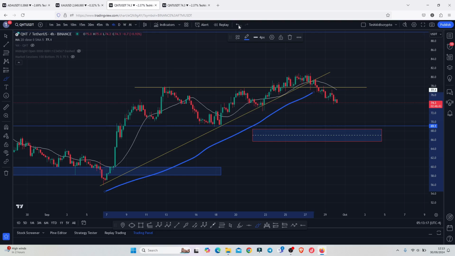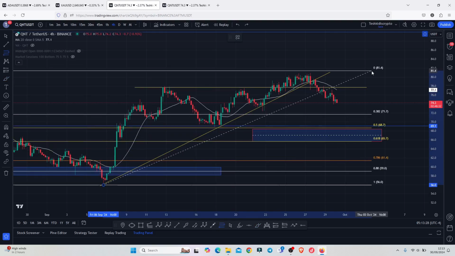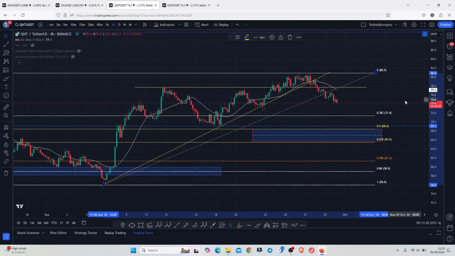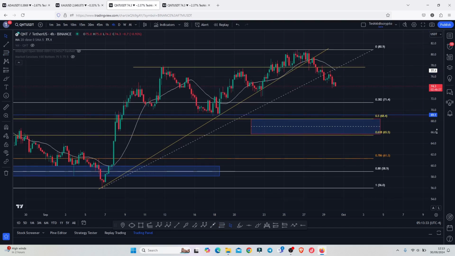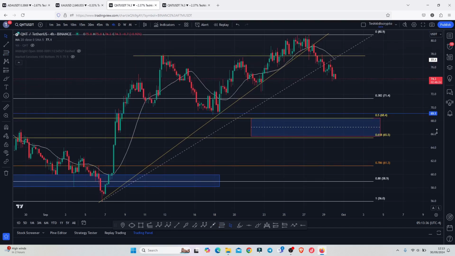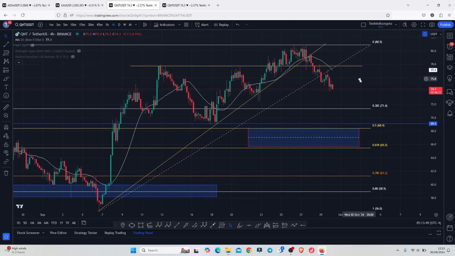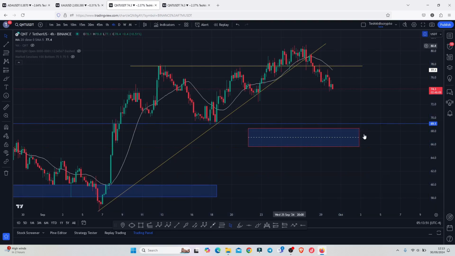And using the Fibonacci, we can get the minimum pullback target areas by connecting the Fibonacci from the lows that we made down here below the $56 to the high above the $81, giving me a minimum pullback target area into the golden pocket, which lies between the Fib level 0.5 and the Fib level 0.618, and that is between the $68.4 and the $65.5, which is the area over here. And there are very high chances that in the next coming hours, this is the area that we are going to fully maximize in that pullback movement.